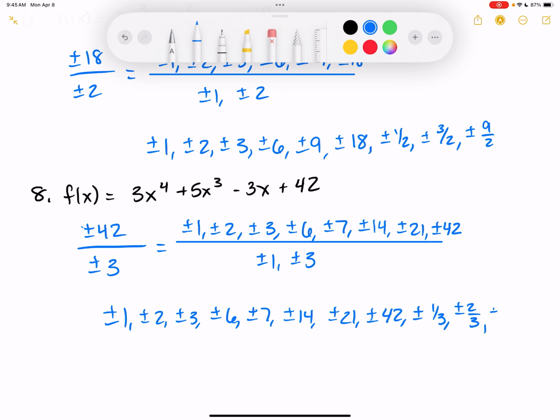7 over 3. 14 over 3. 21 over 3 is 7, and 42 over 3 is 14, I think. Yeah, so I don't need any other ones. So those are all of the possible ones. Any questions on finding all possible ones? Are we okay with that?